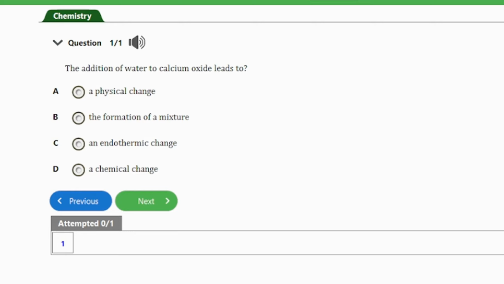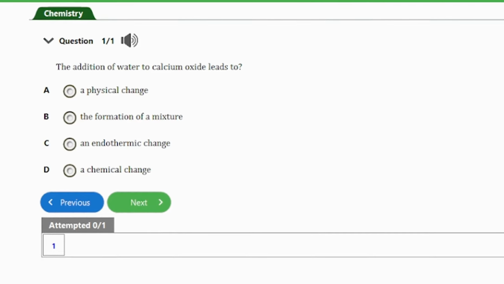It says, the addition of water to calcium oxide leads to. A here is physical change, B is the formation of a mixture, C is an endothermic change, and D is a chemical change. So guys, the answer to this question is a chemical change. And that's because in the addition of water to calcium oxide, a new substance will be formed.